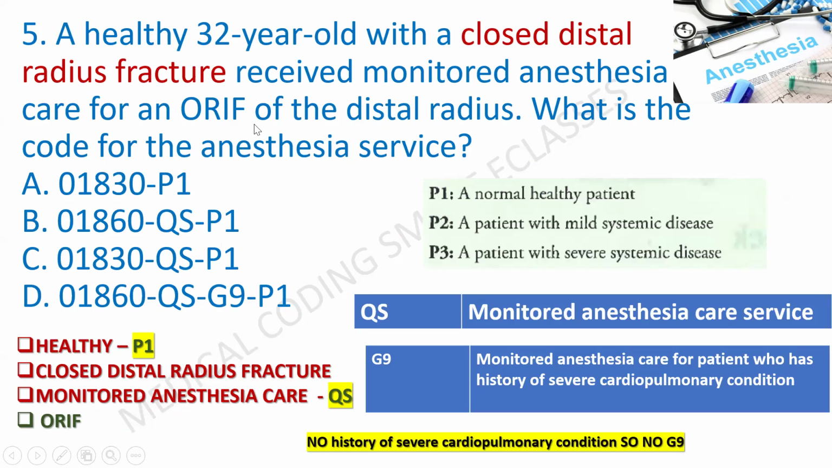Now, a healthy 32-year-old with a closed distal radius fracture received monitored anesthesia care for an ORIF, that is open reduction internal fixation of the distal radius. What is the code for the anesthesia service? What information do we have? This is a closed distal fracture, but the procedure is an open one. And what modifiers do we have to use? This is a normal healthy patient, since healthy is mentioned. Closed distal radius fracture, monitored anesthesia care. For that we have to report QS. There is no reference to a cardiopulmonary condition, so no G9. So firstly we can remove option D.